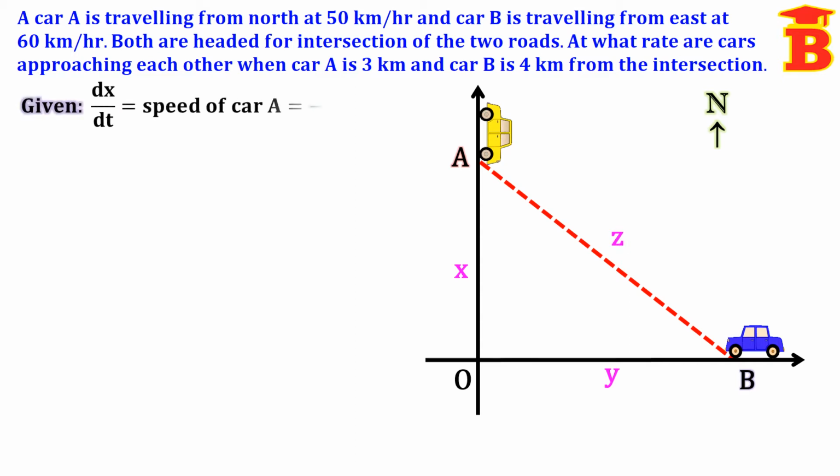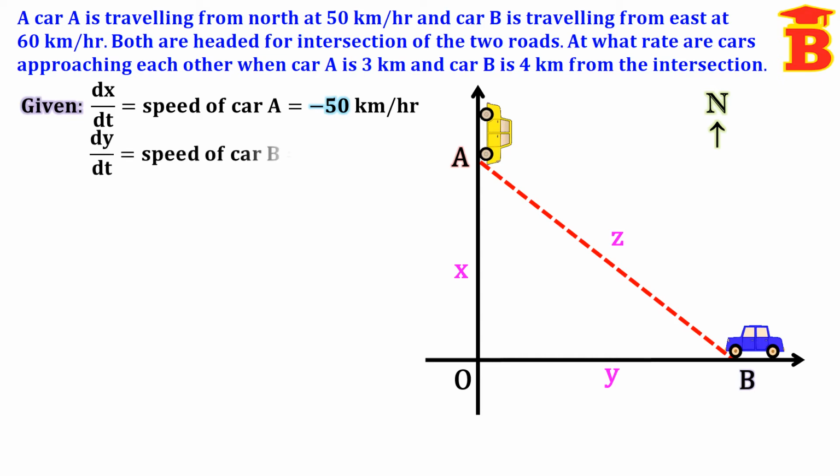Now let us write the given. The speed of car A is 50 km per hour. Since it's moving in the opposite direction, we have to take it as minus 50. So that means the distance is decreasing. That is why we take the negative sign. And speed means rate of change of distance, so that is dx by dt.